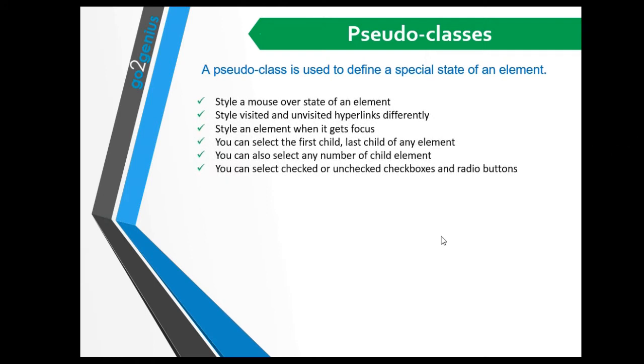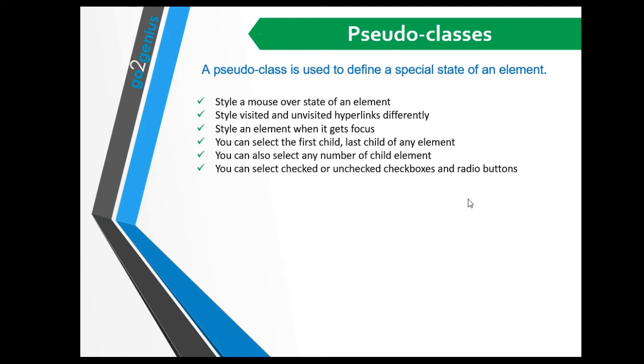So what are pseudo classes? A pseudo class is used to define a special state of an element. The special state of an element can be like hover state, active state, or it can be focus state, or visited or unvisited state for hyperlinks, as well as some special state like disabled state for input, radio and checkboxes. So let's see what we can achieve by using pseudo classes.